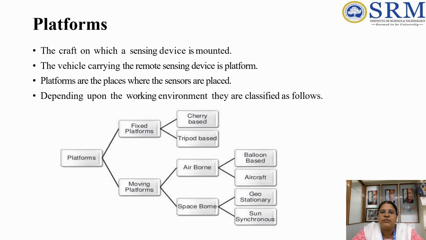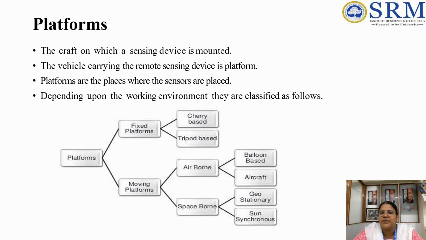So this is about the spectral reflectance and the spectral characteristics. Once the energy is reflected, it moves to the sensor. Sensors are placed on platforms in the satellite. So what is a platform? It is a craft on which a sensing device is mounted. The vehicle carrying the remote sensing device is called a platform.